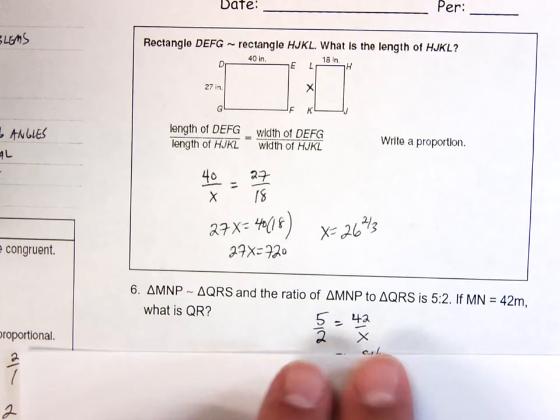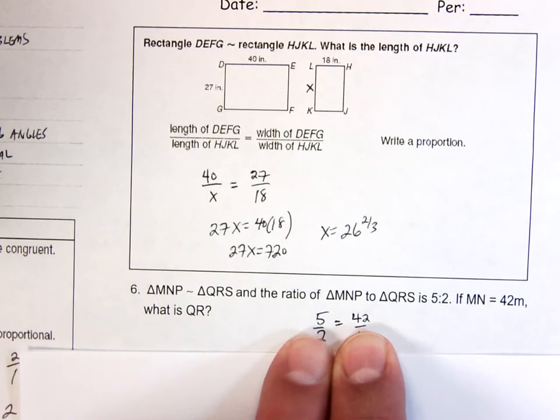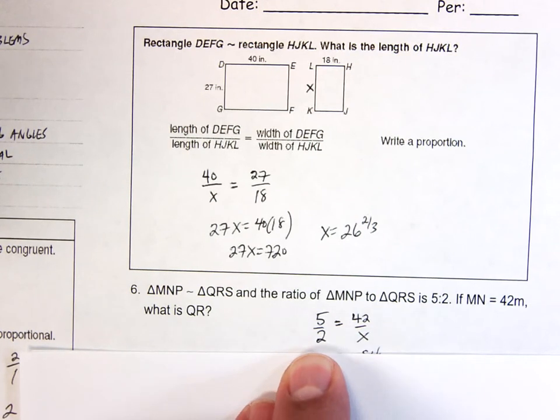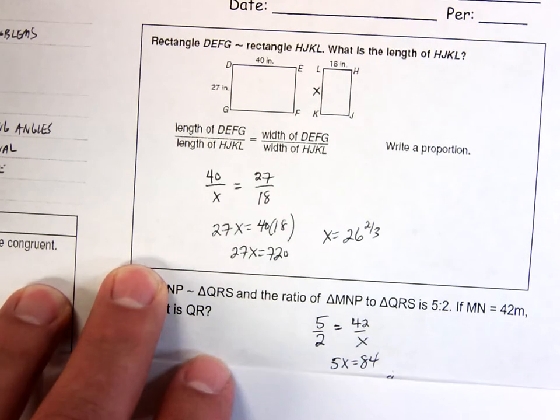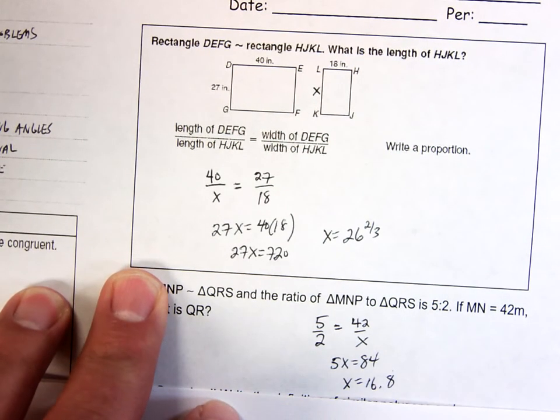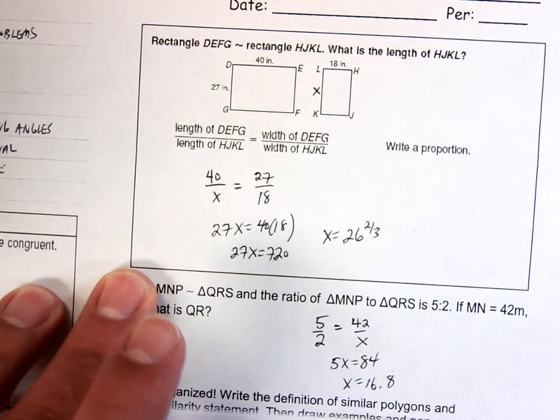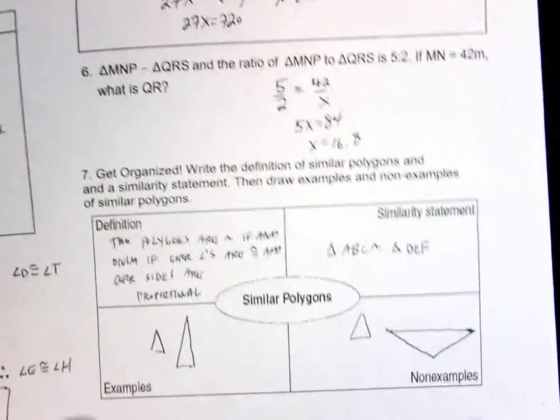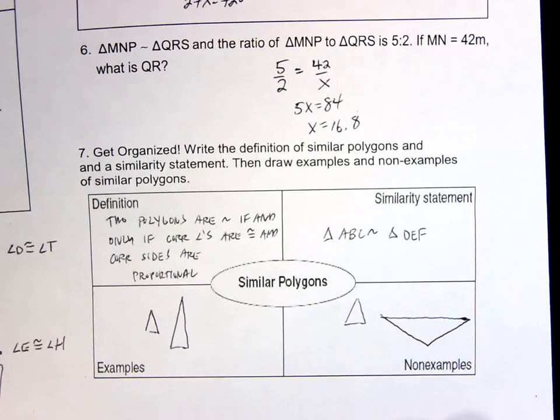So again, MNPs are both on top. This is the ratio of MNP, this is the length of MN, 5 and 42. This is the ratio of QRS, this is the length of QRS I'm trying to find. And now I can just cross multiply and you'll get X is equal to 16.8. This bottom part is just a way to keep yourself organized. It's called a Frayer model, just a nice way to keep yourself organized.